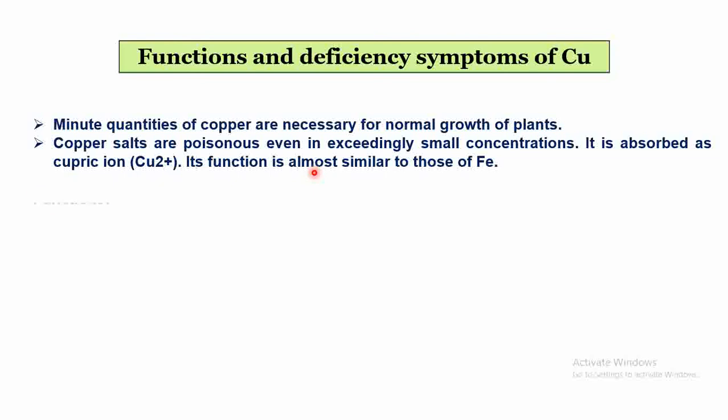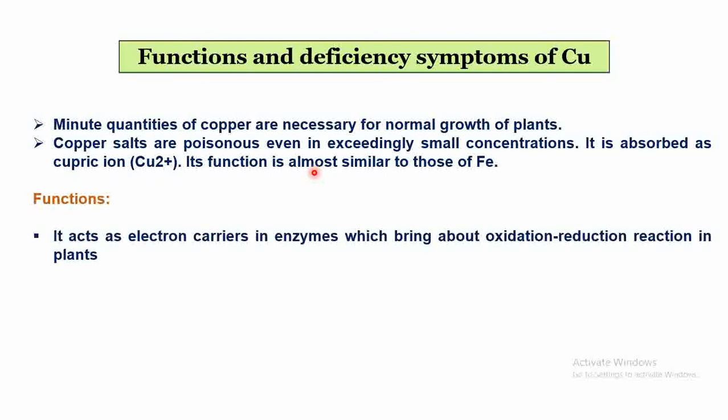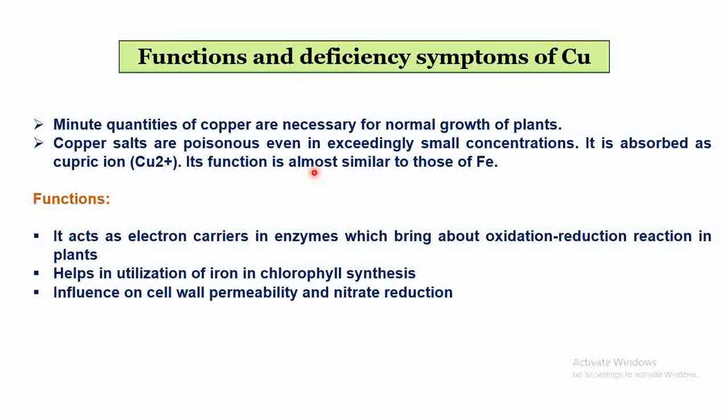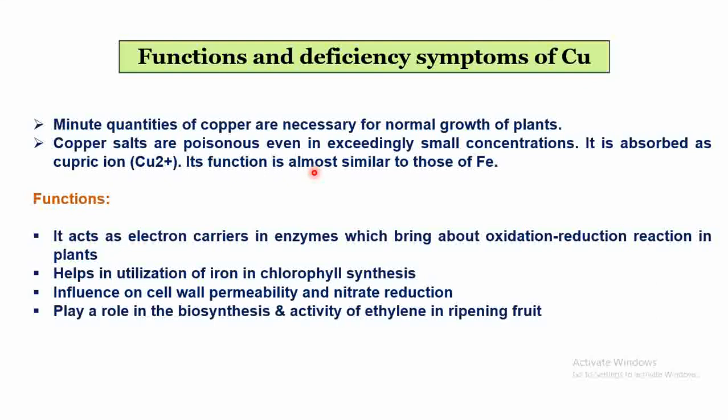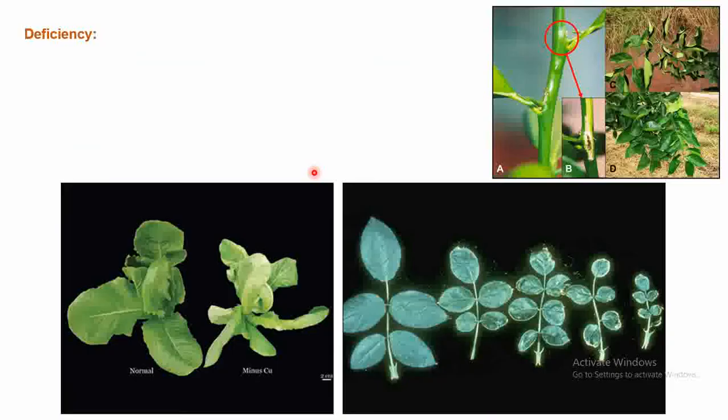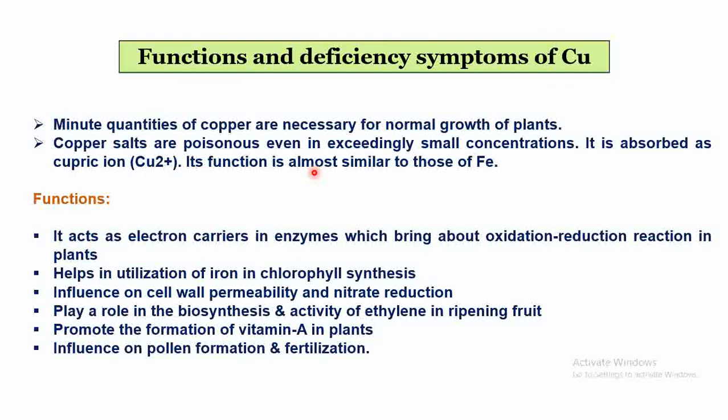Its function is almost same as iron. It acts as an electron carrier molecule in enzyme, which brings about oxidation reduction reaction in plant. Helps in utilization of iron in chlorophyll synthesis. Influences cell wall permeability and nitrate reduction. Plays an important role in biosynthesis and activation of ethylene in fruit ripening. Promotes the formation of vitamin A in plant, and it influences the pollen formation and fertilization. So these are all the functions of copper in plant.